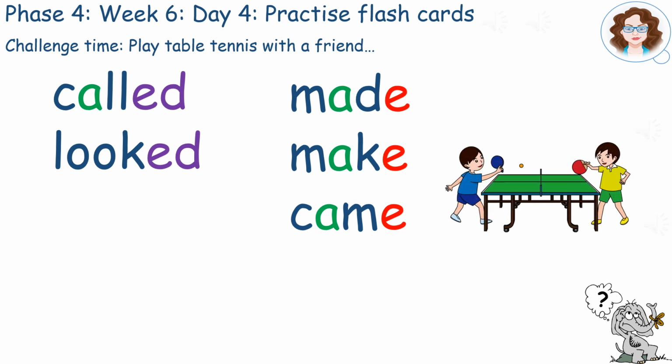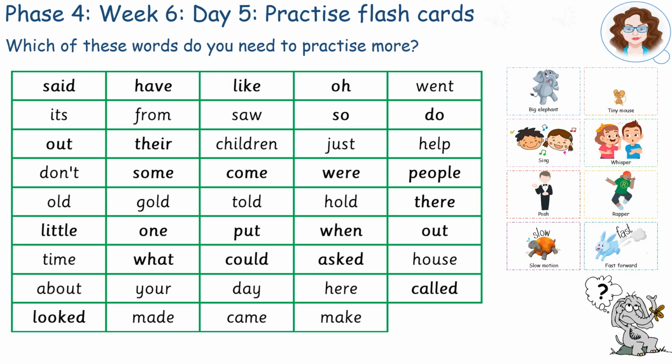Today let's play a game of tennis to practice. This game is played when you find a partner and then one of you says the word and the other person repeats it. Then you move on to the next word and the next. It's almost as if you're batting the word between each other. Have a go. Pause here. Today, have a look at all the words and see which ones you need to practice more. Then, using the different voices, try and say them to a friend.